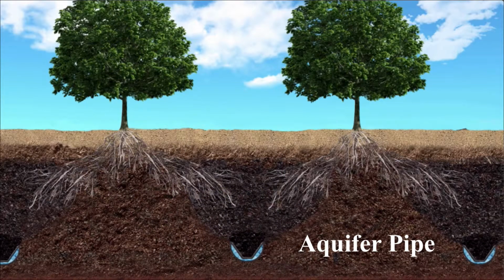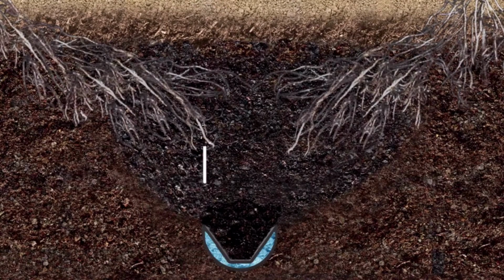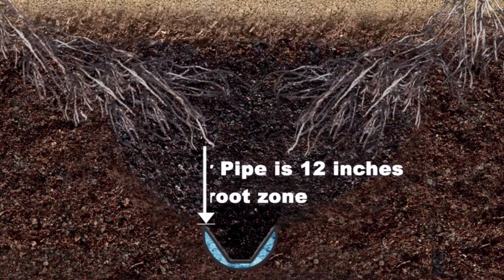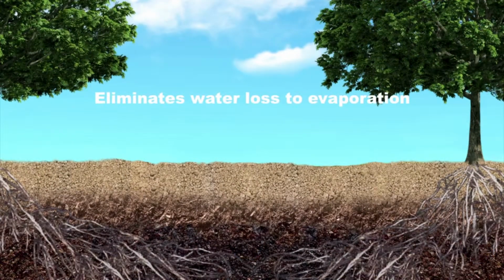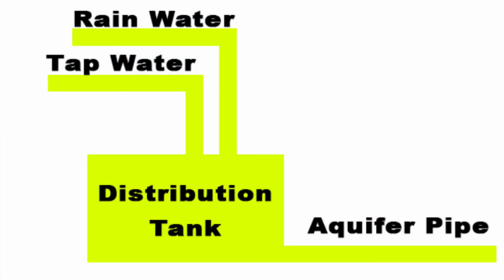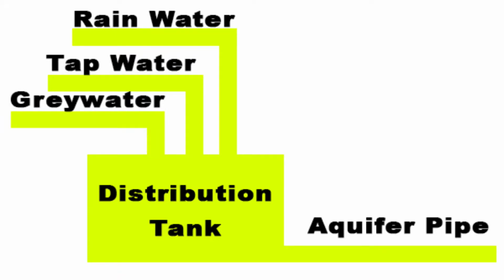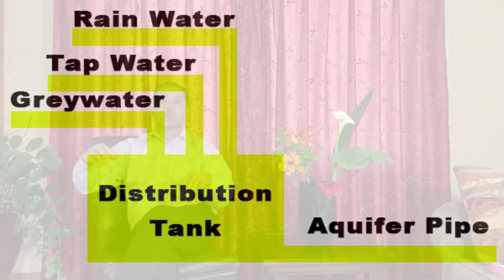The aquifer pipe in general is placed 12 inches below the surface, so you're going to get better utilization of the water because you're not going to lose water to evaporation. Now, you're utilizing both rainwater and potable water. Now, the third is to put the gray water into the distribution tank. So now you're utilizing rain, the gray, and then if you still need water, then the potable water.